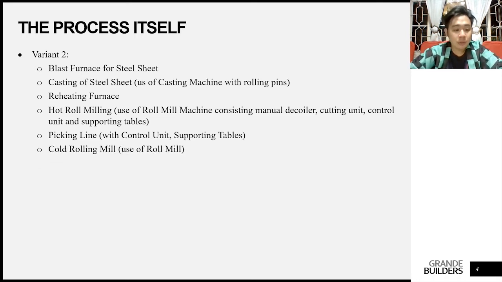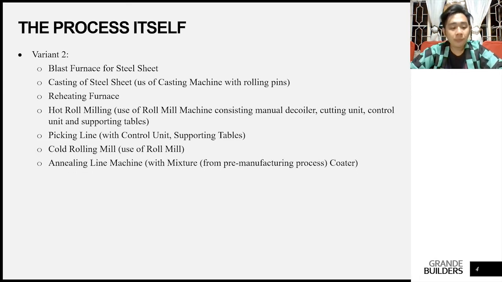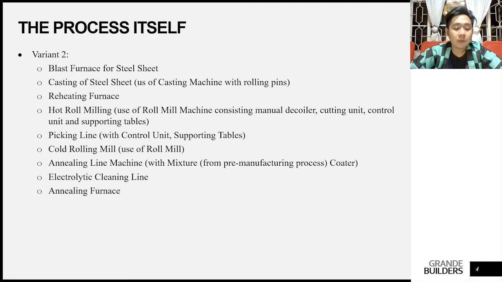After that, we use the cold rolling mill, as it is used in the roll mill to finish our product. And next is the annealing line machine with mixture from the pre-manufacturing process, or the coater. Next, the electrolytic cleaning line. Then putting the product into the annealing furnace. Then using the temper rolling mill.